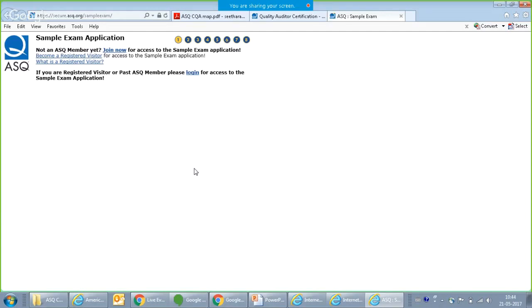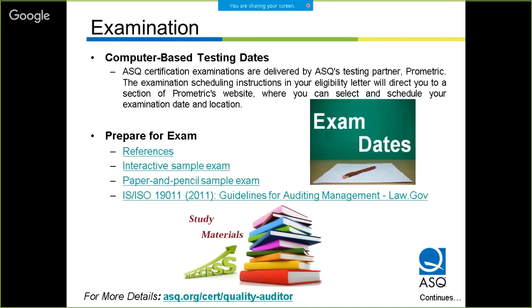But to get into this sample exam, you need to log in as a member, then you can get the details. Coming back to the presentation, a paper and pencil sample exam is there. You can download it and execute it to understand the pattern of the exam.